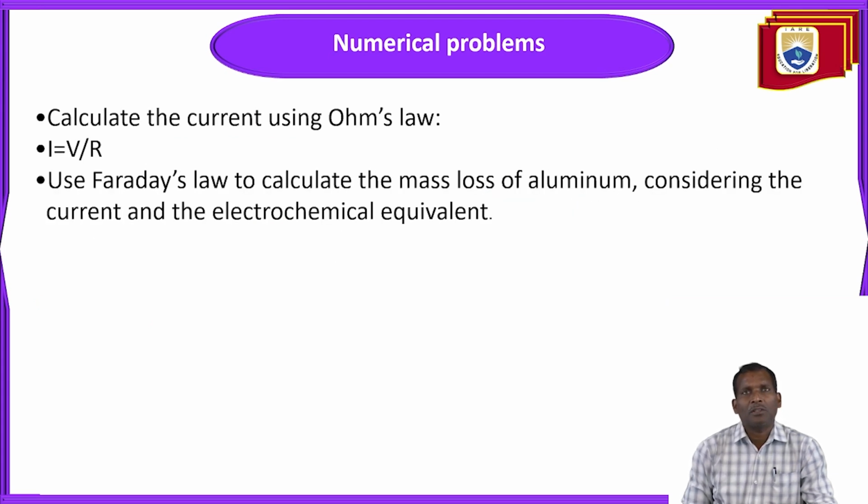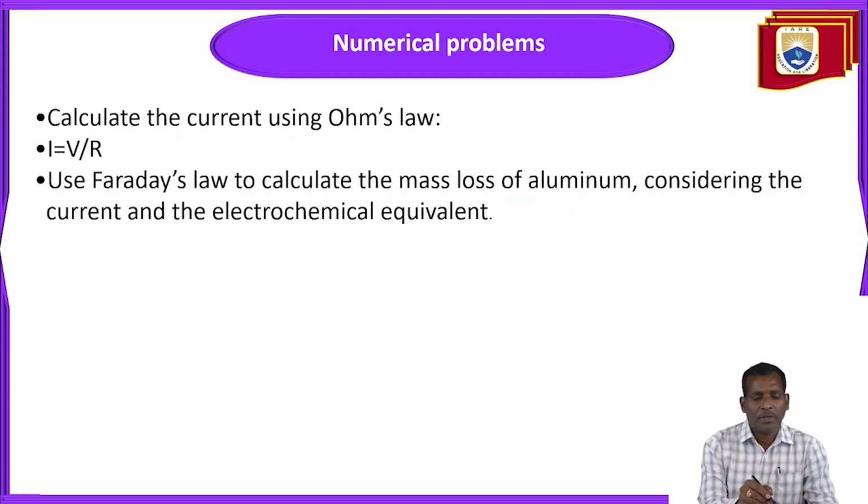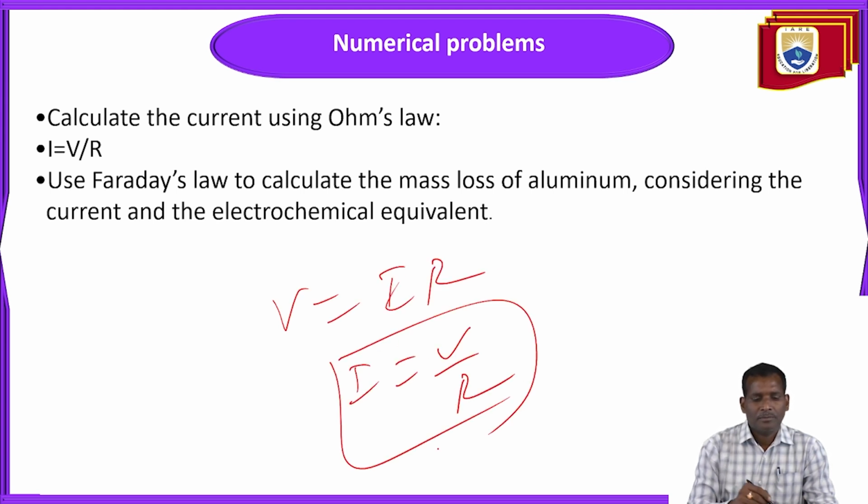So calculate the current using Ohm's law. V is equal to IR, and from this equation I is equal to V by R. Use Faraday's law to calculate the mass loss of aluminum, considering the current and the electrochemical equivalent.